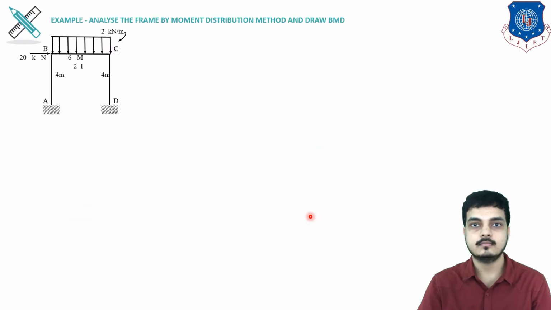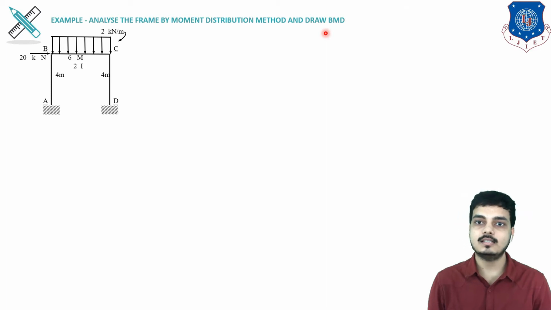So let's start. Here it is given: analyze the frame by the moment distribution method and draw the bending moment diagram. Before starting this example, I must say that this sum is way more similar to our previous sums, but it is a repetitive process. It means we have to repeat the moment distribution analysis and find out the sway forces. Let's see how we will do it. Our first, second and third steps will be similar: the first step is FEM, the second is distribution factor, and the third is the moment distribution table. That will remain as it is. So let's proceed.